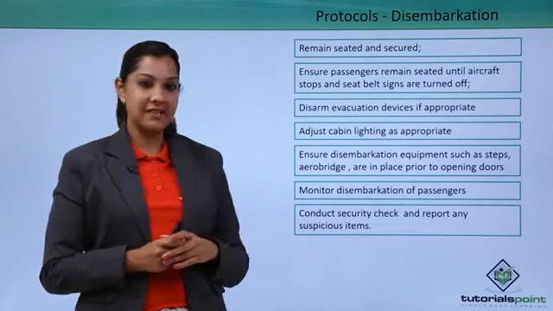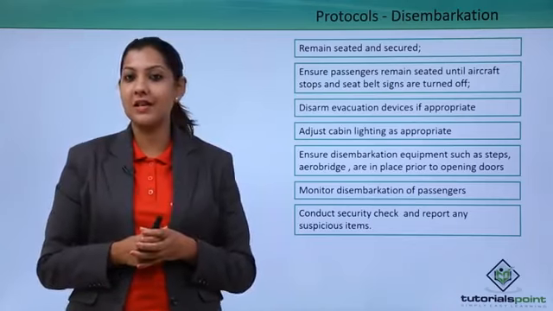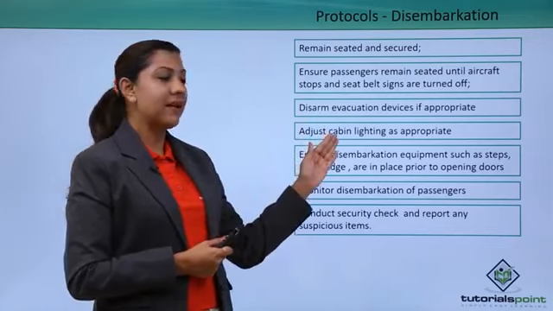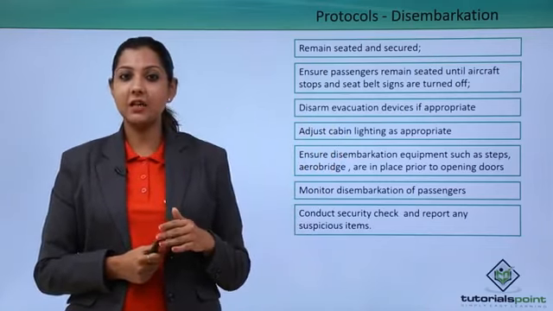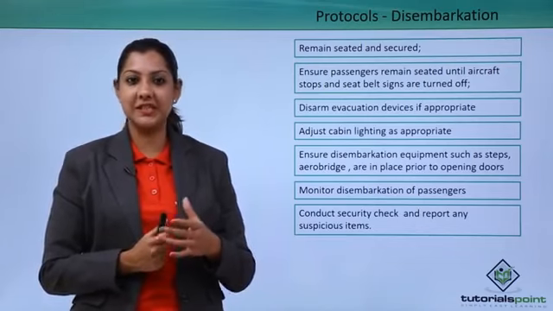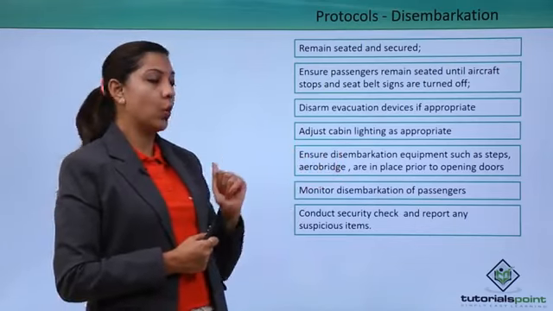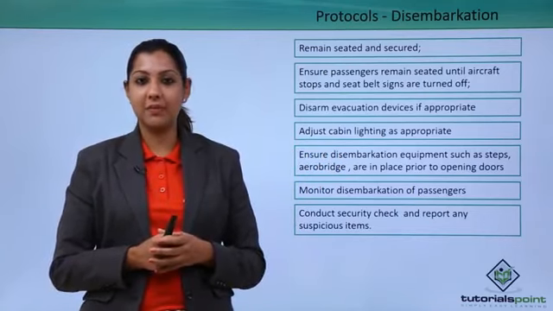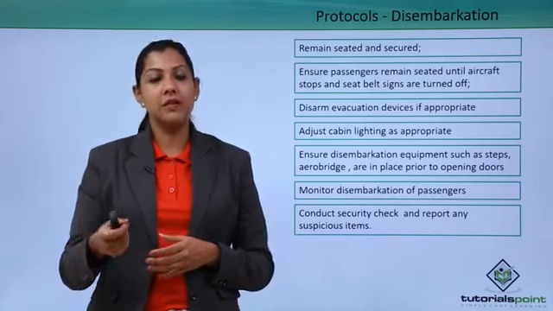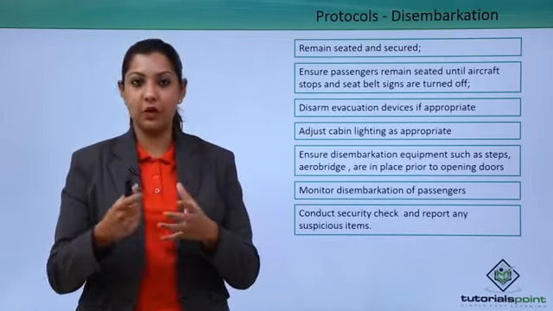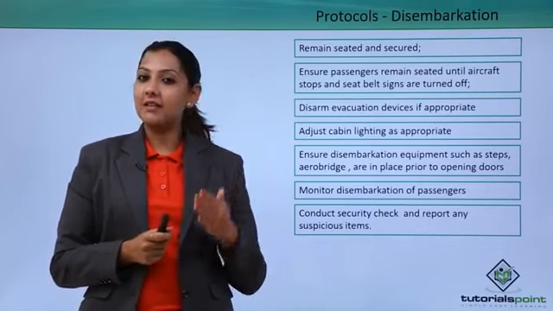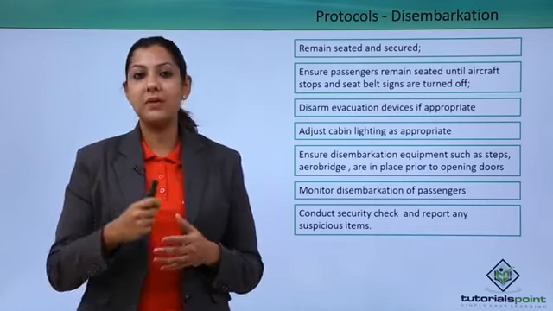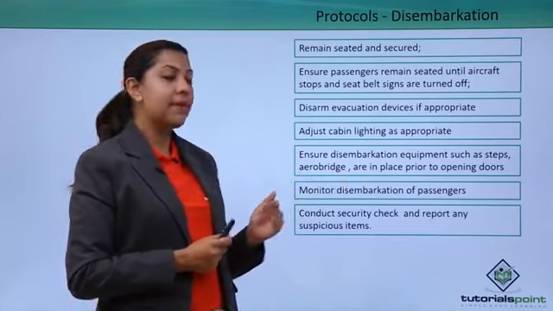Disarm the evacuation devices. So the doors' slides are armed. What you need to do is disarm the slides. Adjust the cabin lights as appropriate. So before landing, you had switched off the cabin lights. Now you need to turn them on. Ensure disembarkation equipment such as steps or aerobridge is aligned before you open the door of the cabin. So it's very important that the front crew, the main crew who is there in the front of the aircraft, needs to ensure that either a step ladder or an aerobridge is there at the door before she even opens up the door. Monitor the disembarkation of passengers.